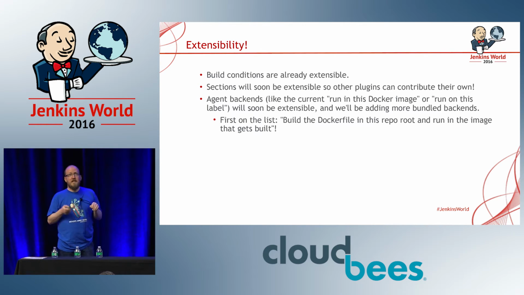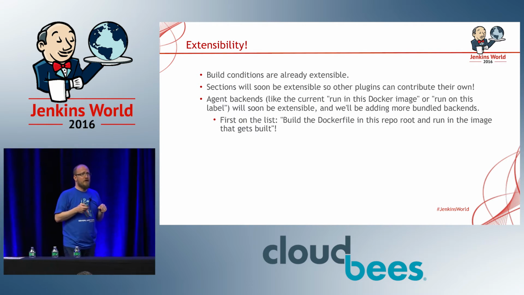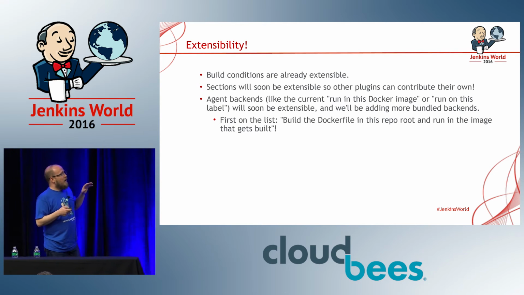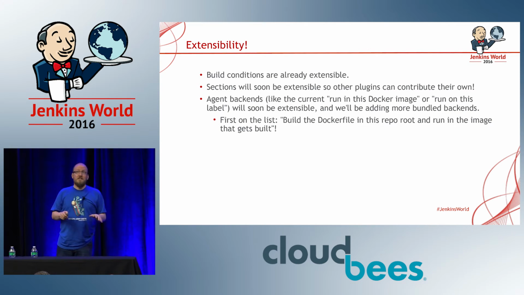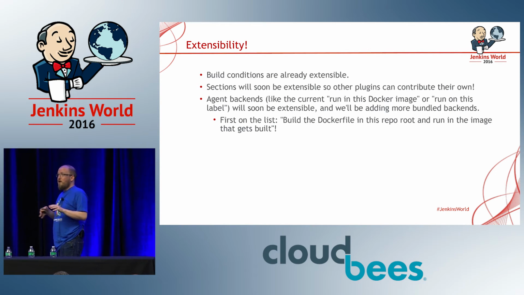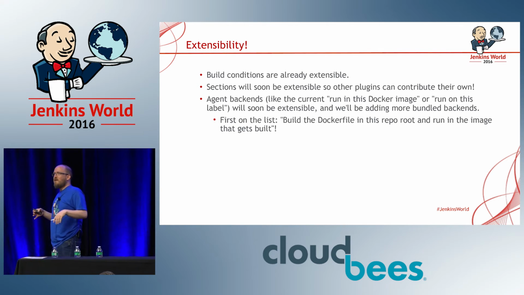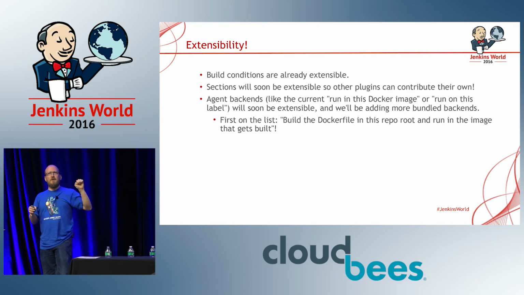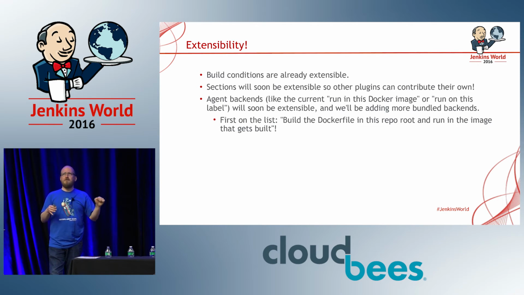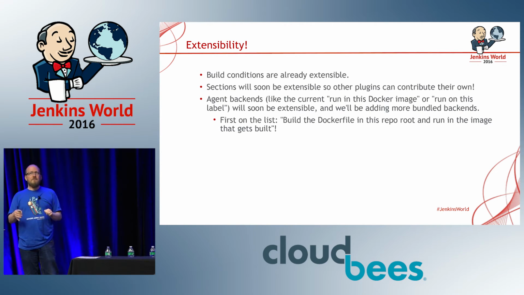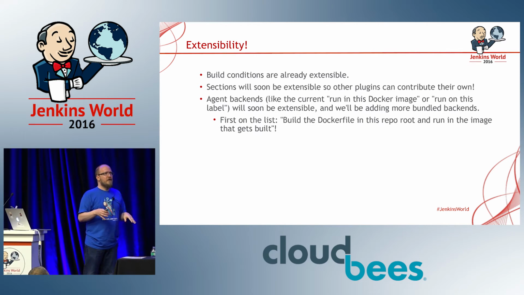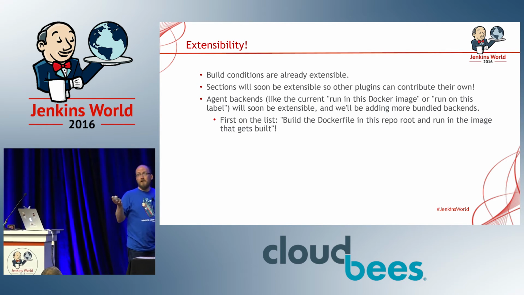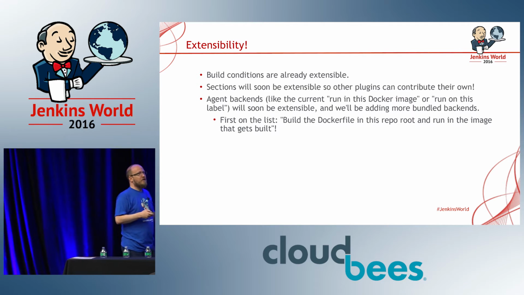So again, like I mentioned, Jenkins is addicted to extensibility, and we're no different here. We're going to add more extensibility. Build conditions are already extensible, so that someone could write a plugin that contributed one to say, okay, I only want to trigger if every third build has failed, and it's a Tuesday. You could do something like that. I don't know why you'd want to do that one, but the possibility is what's interesting here. And I couldn't think of a better example.